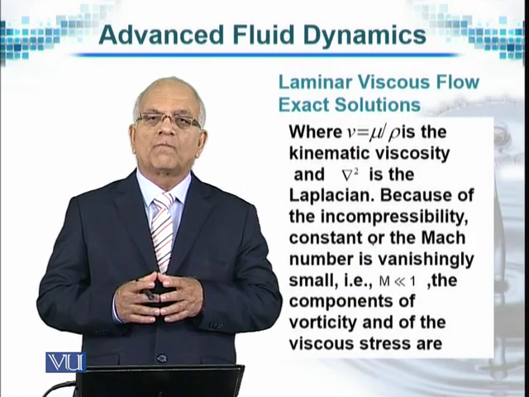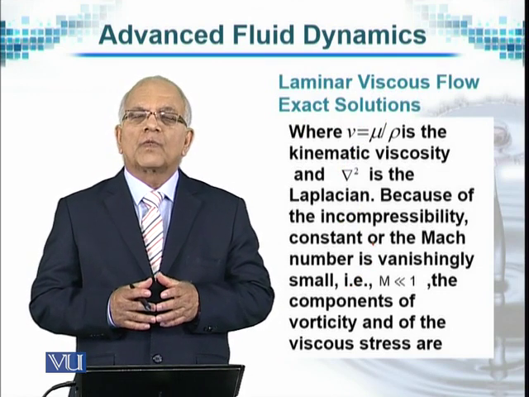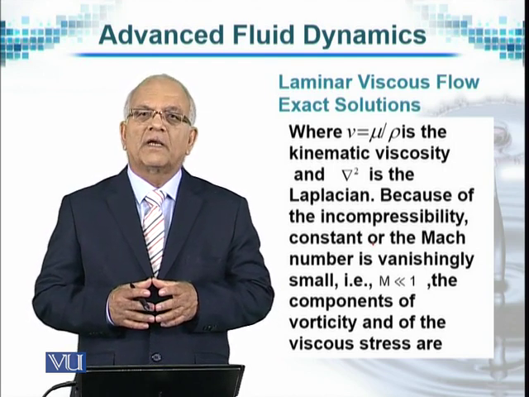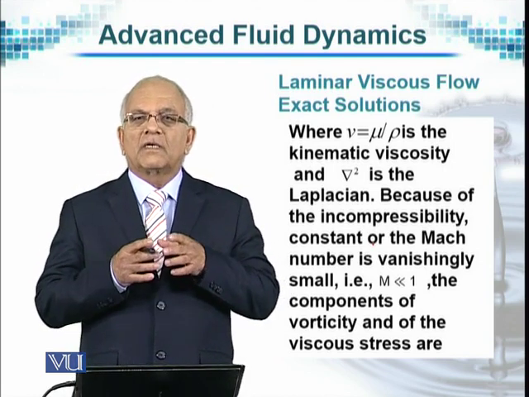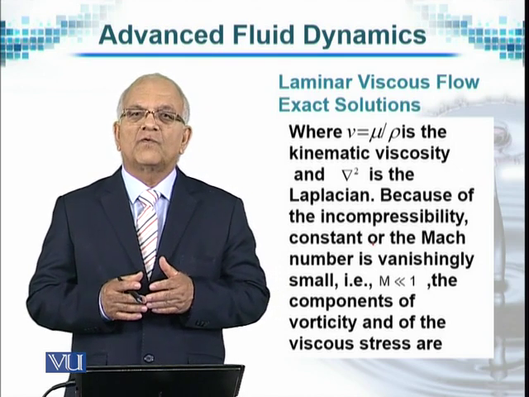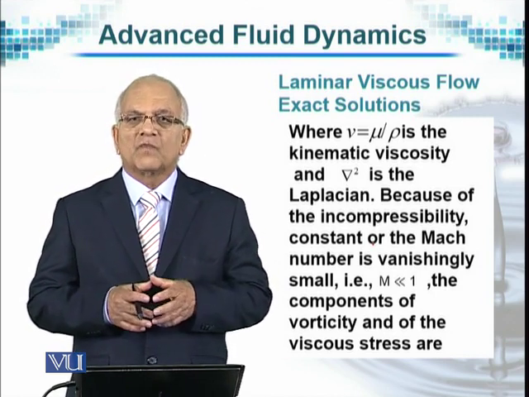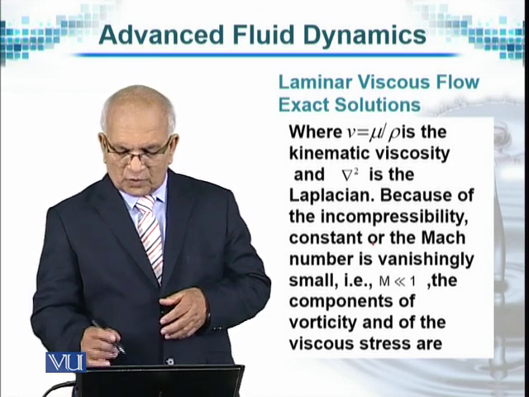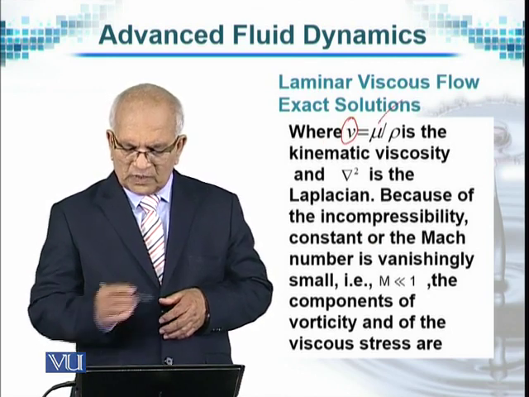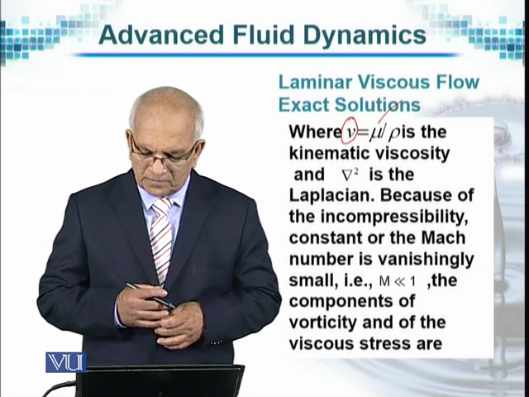And of course, the parameter nu is what we call the kinematic viscosity, and if we divide the coefficient of viscosity mu by the density of the fluid rho, then this ratio is known as kinematic viscosity, denoted by nu, whereas mu is the coefficient of viscosity.